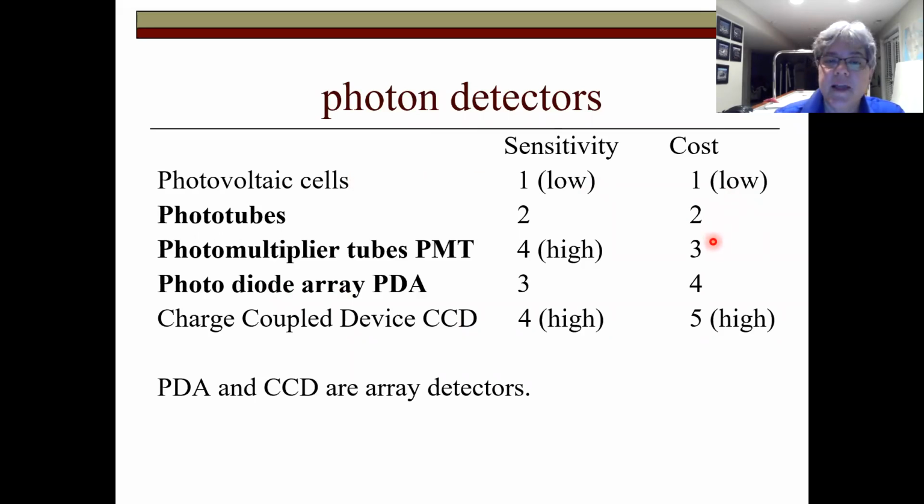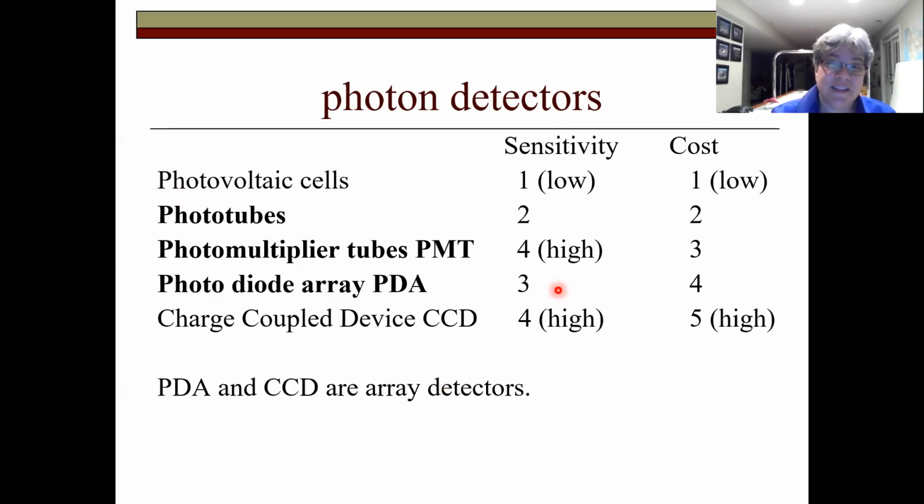Okay, then phototubes are next, PMT, PDA, CCD. For sensitivity, phototubes are second, PDA is third, and PMT and CCD are the same. So these 3 in bold are the most common for molecular spectroscopy. This last one is a very good detector, and it's used commonly for emission spectroscopy that we won't talk about in this class. So for us, really the most important detectors are these 3.